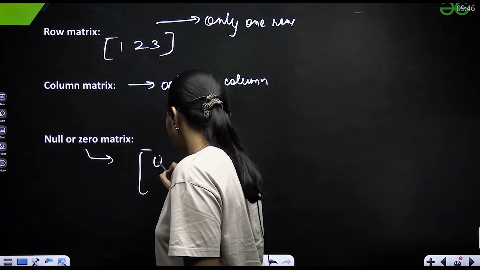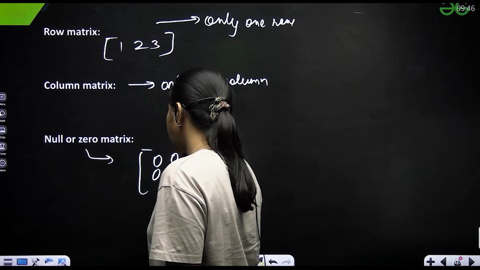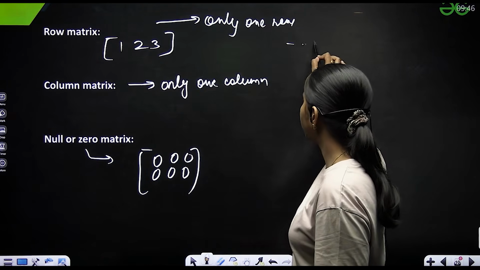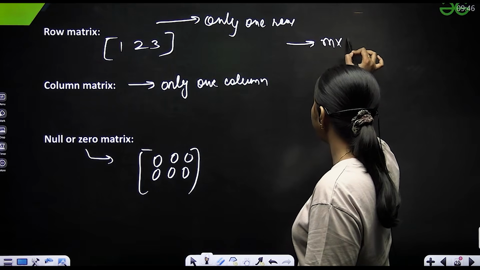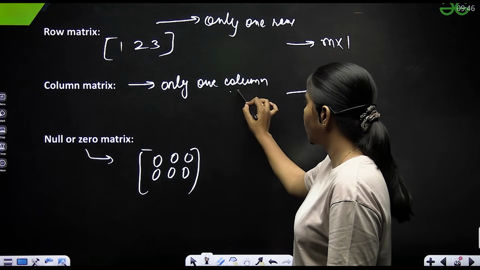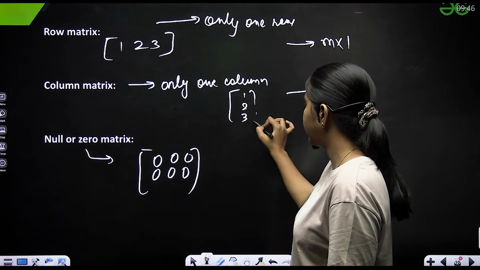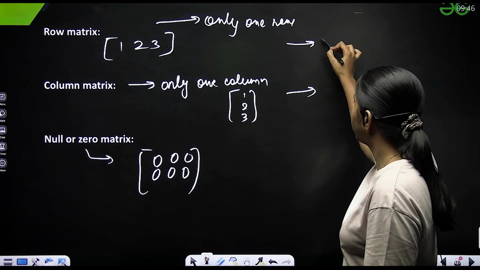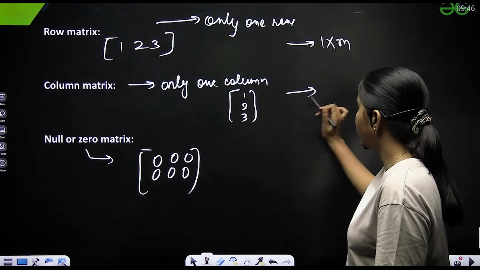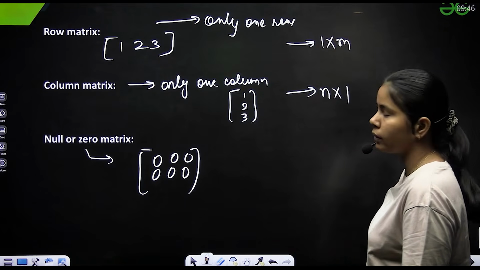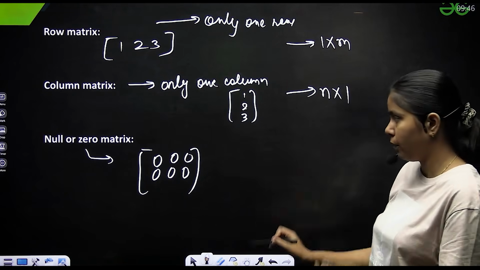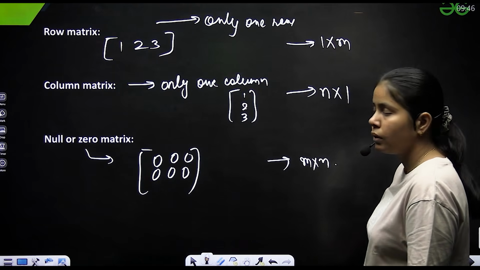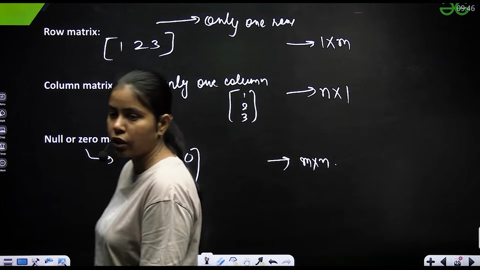Any matrix of any order, it does not matter, would always be a null or zero matrix if all entries are zero. For a row matrix, the order would be 1 cross m, and for a column matrix it would always be n cross 1, because we'll always have one column. But a null matrix can have any order, m cross n. We can have any order, it does not matter.